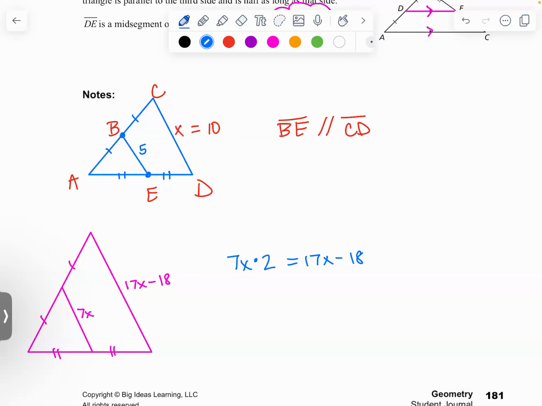Okay. Now, luckily, our mid segment is only one term. If it was like addition or subtraction of two terms, we would need to make sure that that 2 gets distributed. You know what I'm saying there? Okay, but right now we're good like this. So we have 14x equals 17x minus 18.